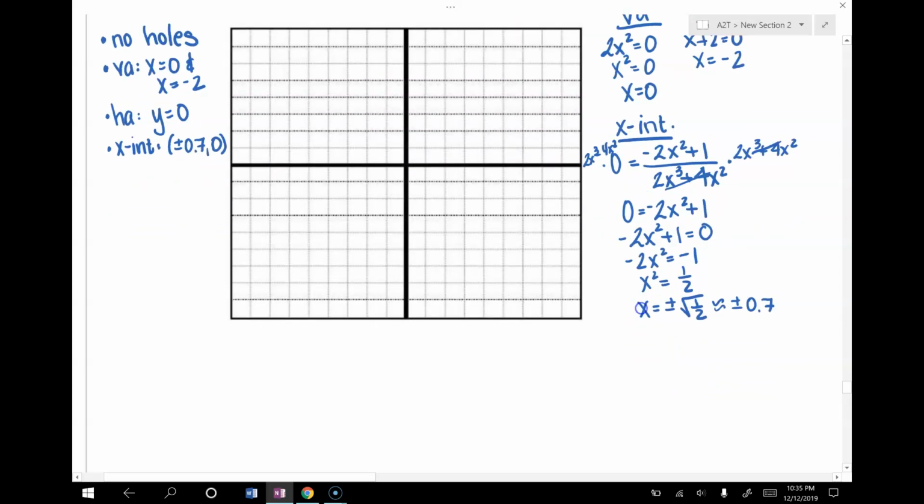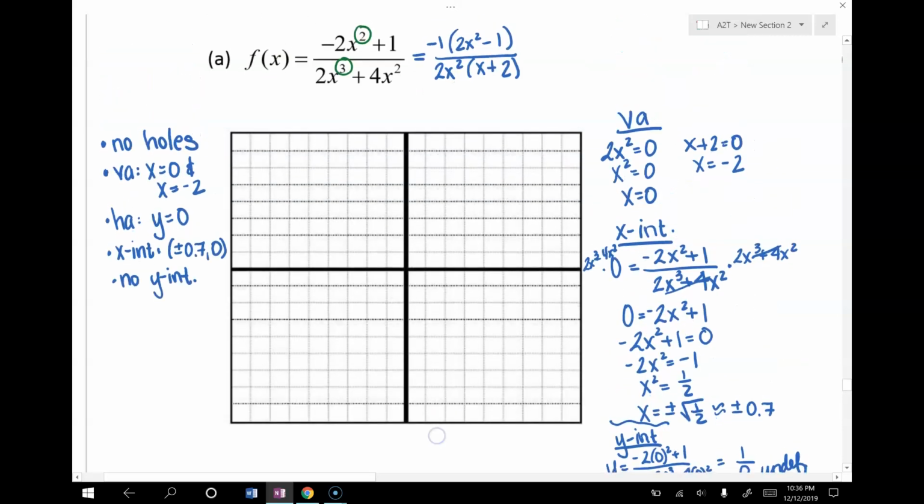All right, the y-intercept, we're going to plug 0 in for x. So we get -2 times 0 quantity squared plus 1 all over 2 times 0 cubed plus 4 times 0 squared. Okay, in the numerator we end up with 1, in the denominator we end up with 0. So what happens there? It is now undefined. So is there a y-intercept? No! And that actually makes perfect sense because one of our vertical asymptotes is at the y-axis. And those are non-removable discontinuities. Your function can't exist at a vertical asymptote.